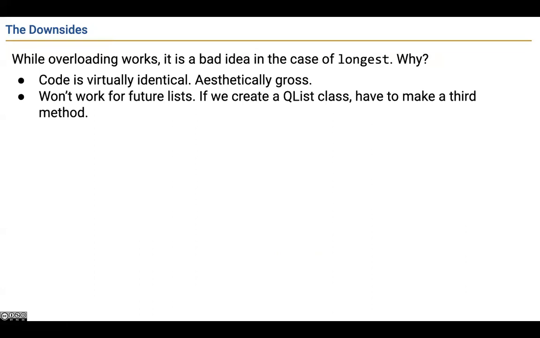Another problem is, what if you end up creating more lists? You're like, actually, I don't just like S lists and A lists. I like D lists too, doubly linked lists. Well, then you're going to have to go back and copy paste a 3rd time to get the longest method to work on D lists. Or if you create some like weird Q list class, you're going to have to create another longest method for the Q list. Also, it's harder to maintain.